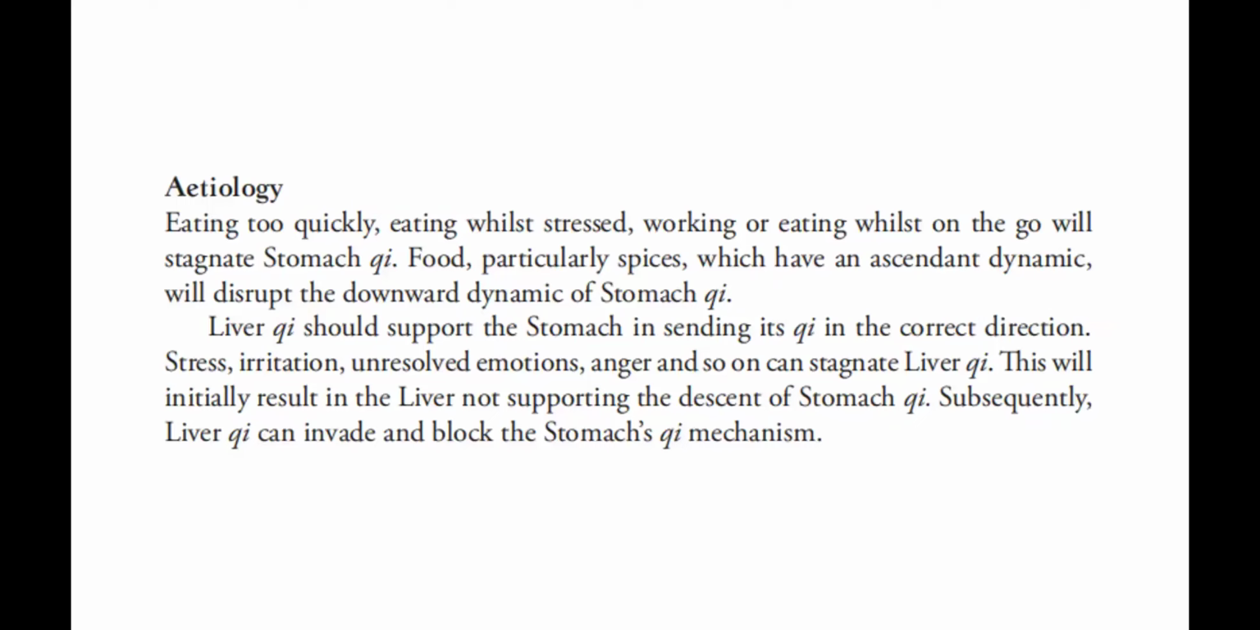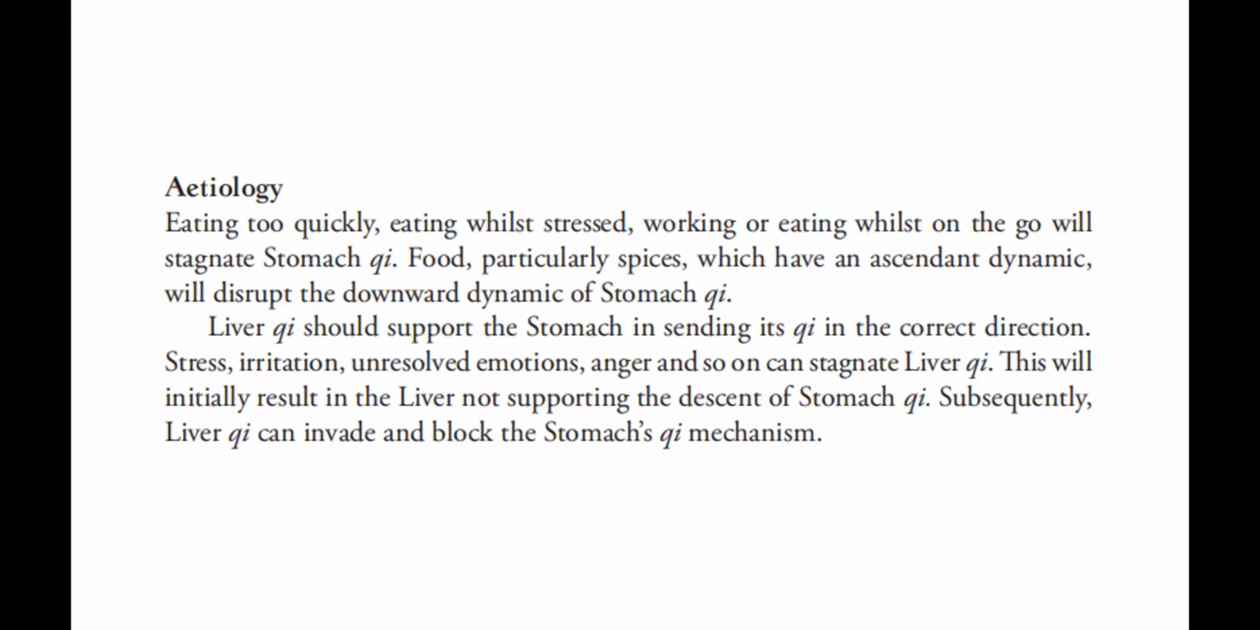Stomach chi stagnation has its etiology in eating too quickly or eating while stressed, because working or eating while stressed or while on the go will stagnate stomach chi. Food, particularly spices, which have an ascendant dynamic, will disrupt the downward dynamic of stomach chi.